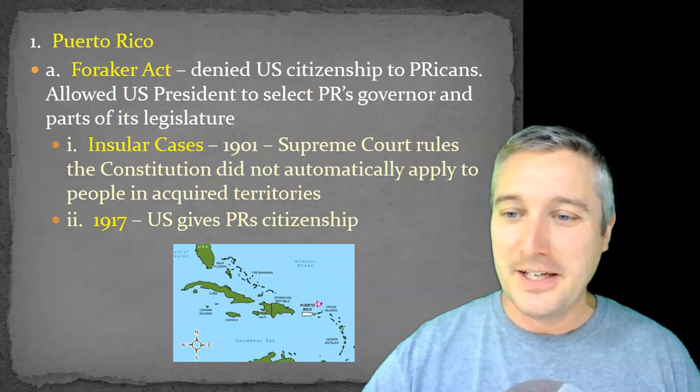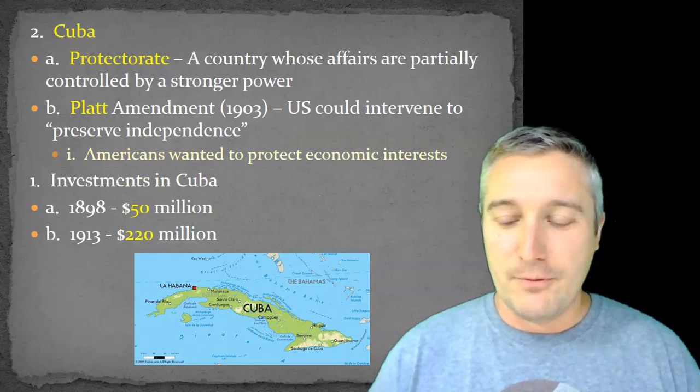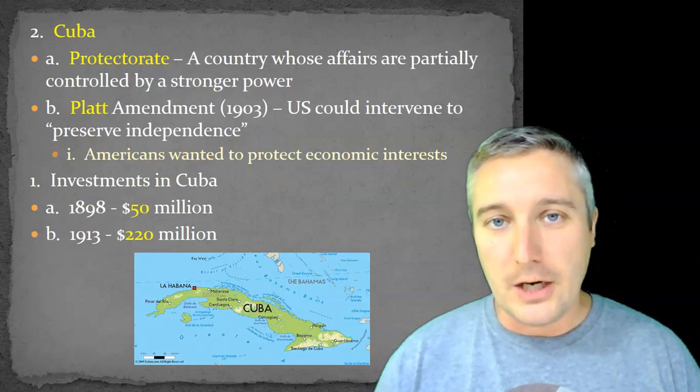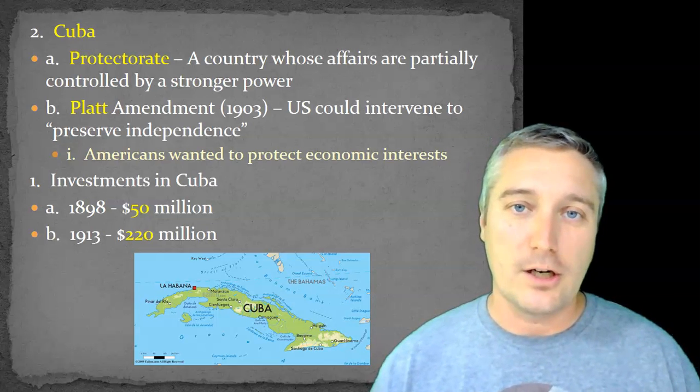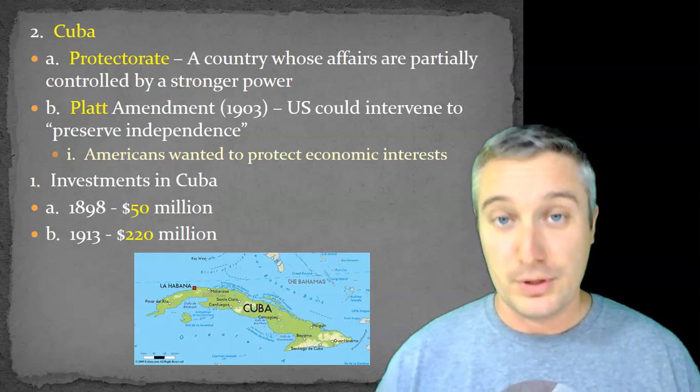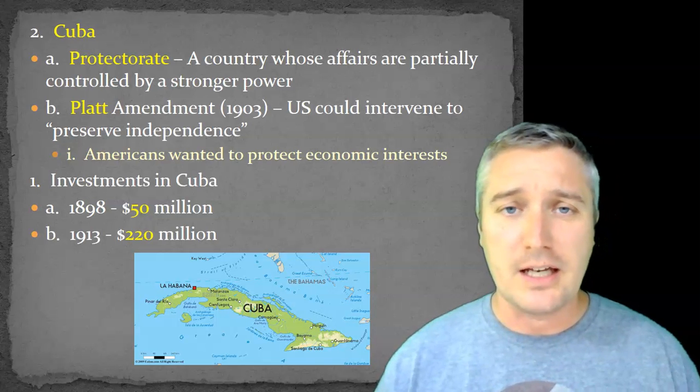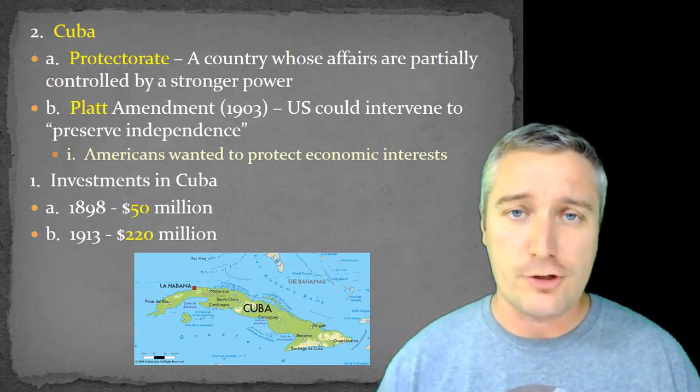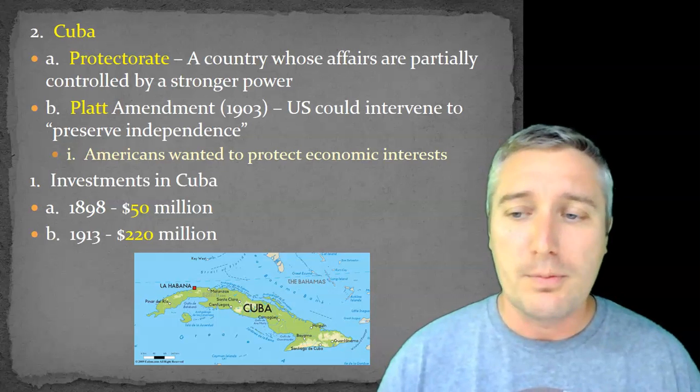Here's a rifle. The second country up for discussion is Cuba. Now, Cuba would have a unique status within our new empire. They would become a protectorate. A protectorate is a country whose affairs are partially controlled by a stronger power, so kind of like what we saw with Puerto Rico there.